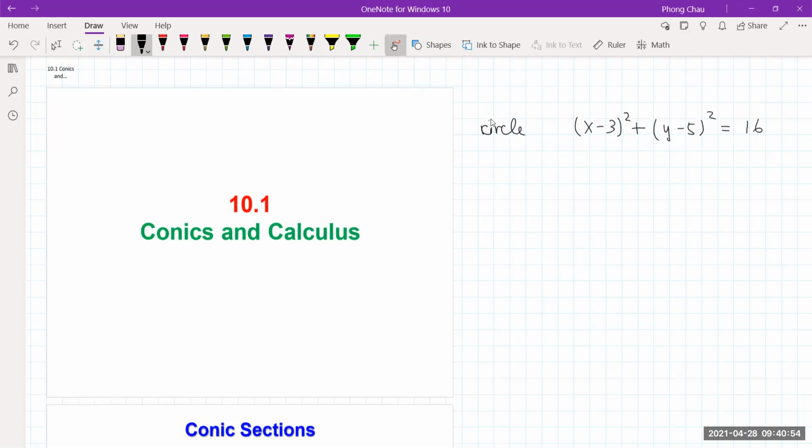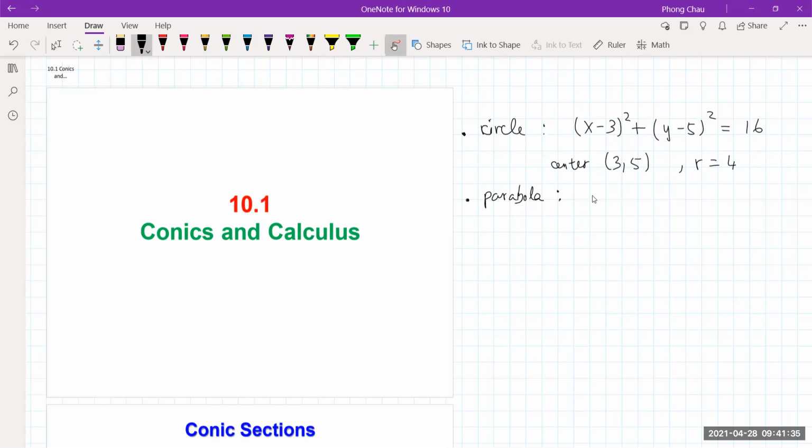If you look at this standard equation, this is the circle centered at the point (3, 5), with the radius 4. It's 4 squared, 16, right? So that one we are familiar with. Now, another type of conic is the parabola. We are also familiar with the parabola.